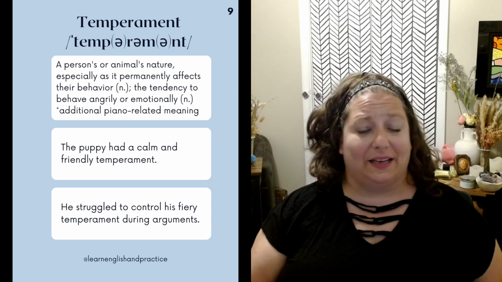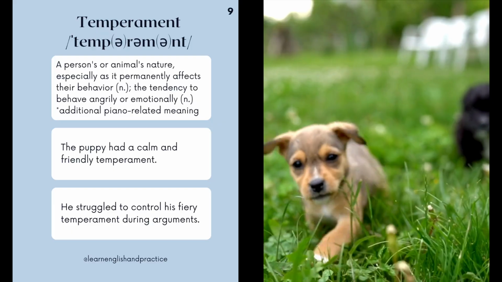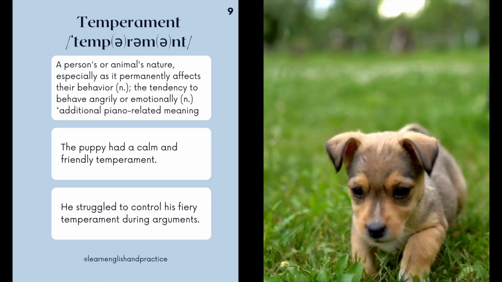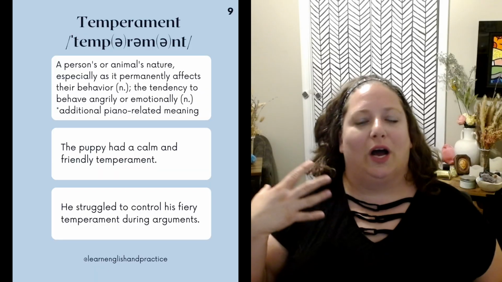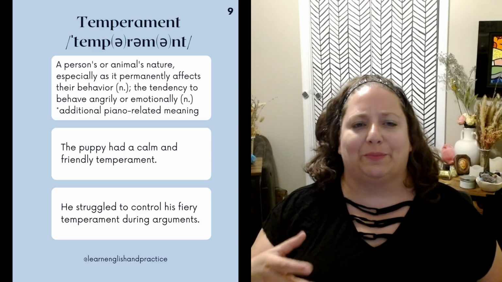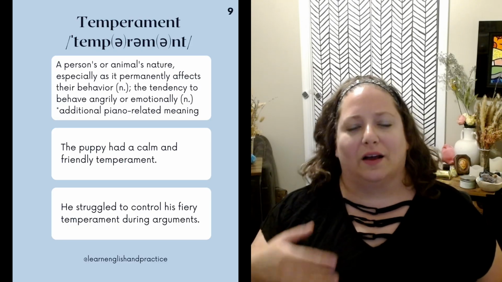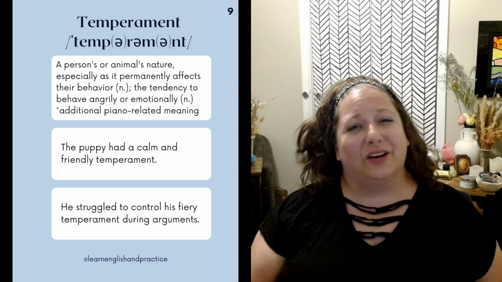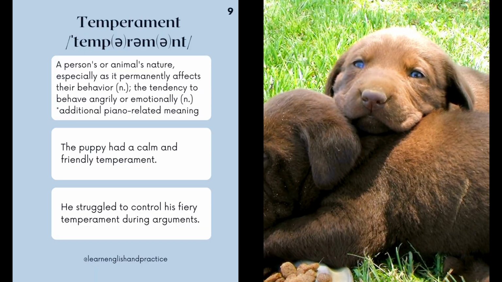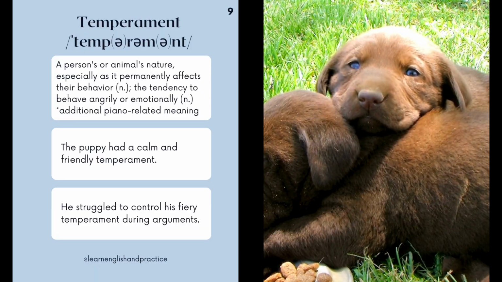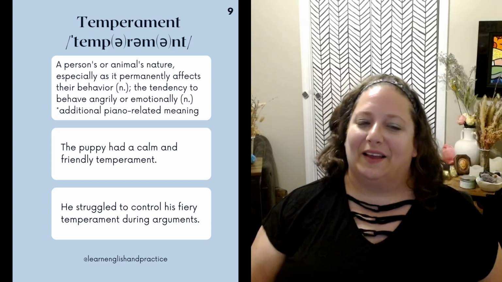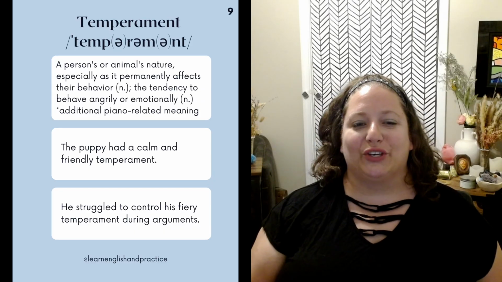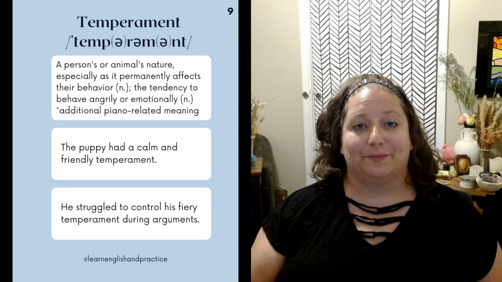So we can use this word in the context of pets. So if you want a dog that is very energetic, you're going to pick a dog who shows that temperament, a dog who's running around all over the place and jumping up and down. You want a dog that has that energized temperament. Whereas if you'd prefer a dog who's more mellow, you're going to look for the dog who is kind of resting and sleeping and maybe not as energized. Examples are, the puppy had a calm and friendly temperament. He struggled to control his fiery temperament during the arguments.